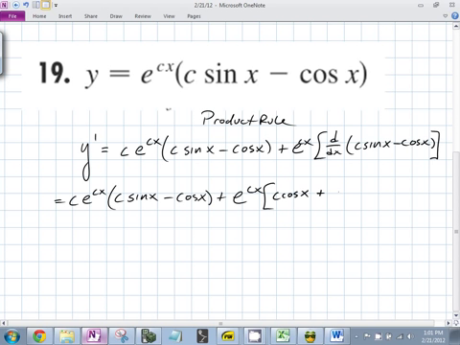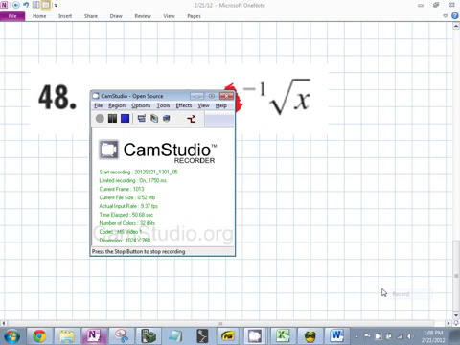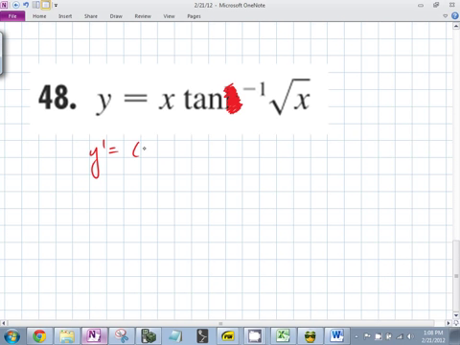Minus cosine x, or plus sine x, because it's minus a negative. I'm just cleaning it up a little bit. There it is. That's the derivative right there. Can you algebraically simplify that a little bit? Sure. Do I want you to at this point? Not really. I thought that was great. The derivative of the first times the second plus the first.